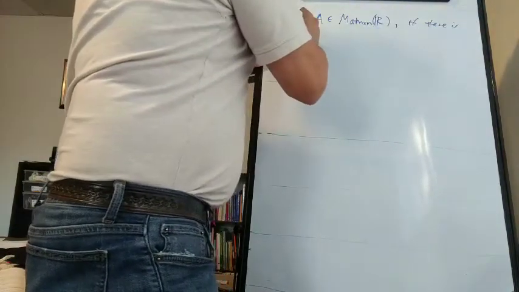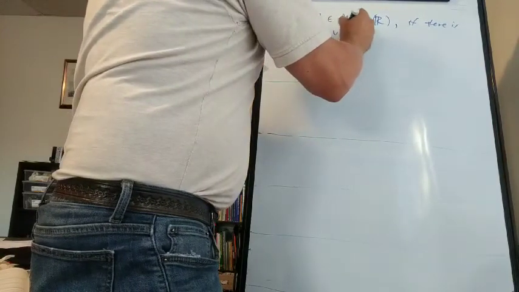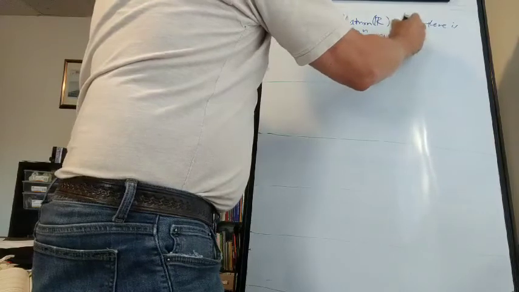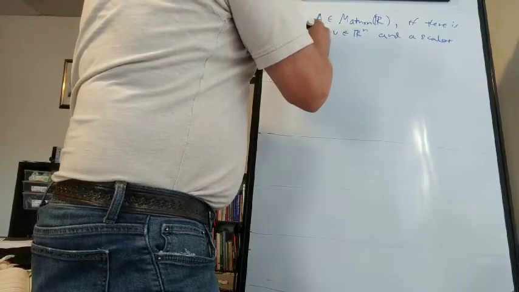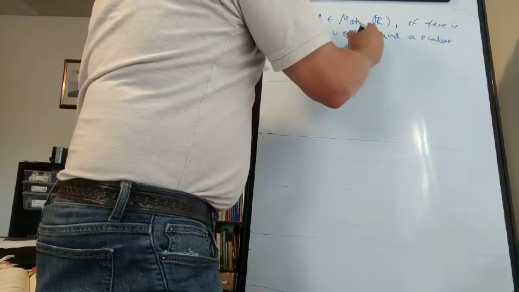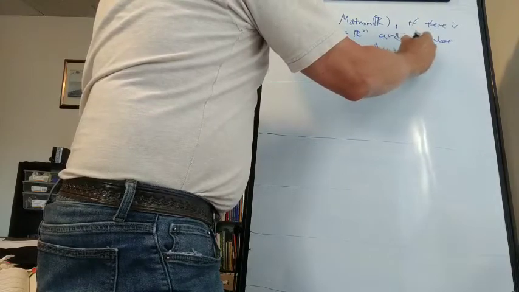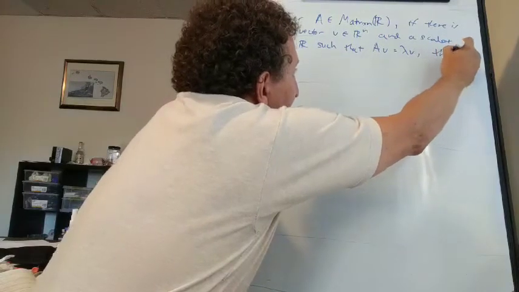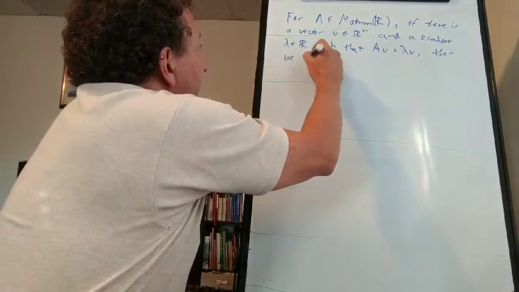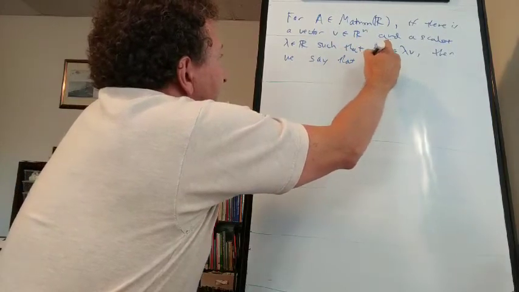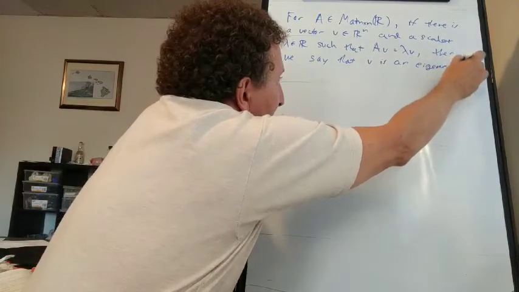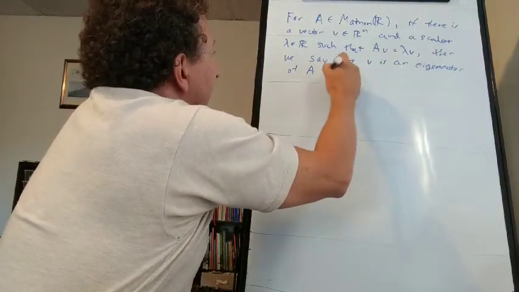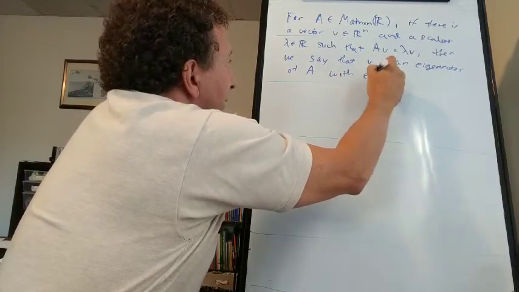If there is a vector V in Rn and a scalar lambda in R such that AV equals lambda V, then we say that V is an eigenvector of A with eigenvalue lambda.